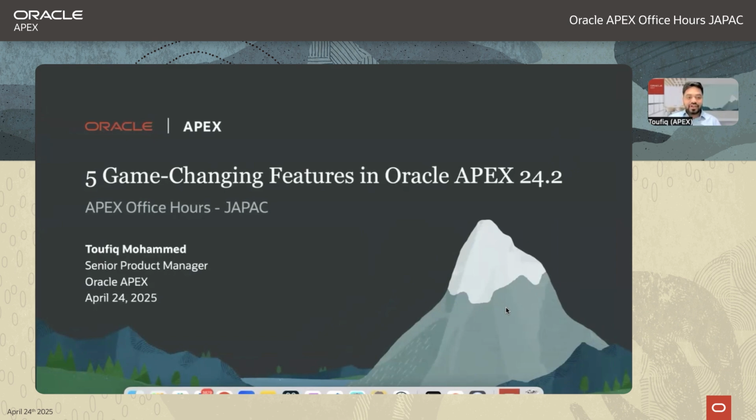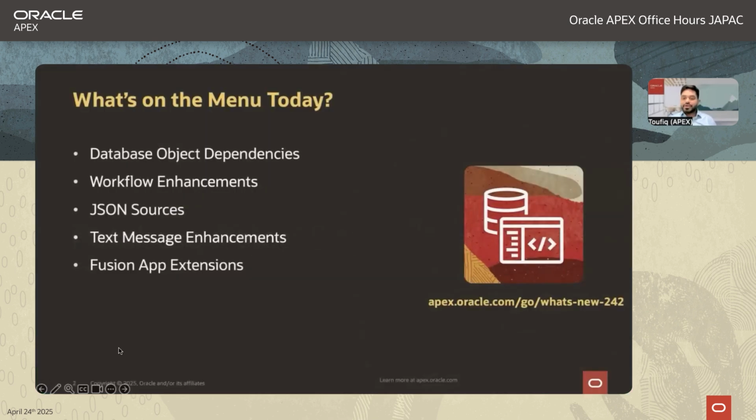In today's 5 game-changing features in Oracle Apex session, let us look at what we are going to cover. So what's on the menu today? We are going to cover these 5 features which were introduced in 24.2. The first feature is database object dependencies. We'll learn how you can use this utility feature, which is in 24.2, to help you get a clear view of what the different database objects are that your applications are dependent on.